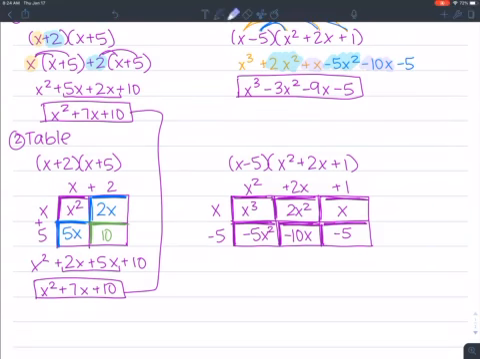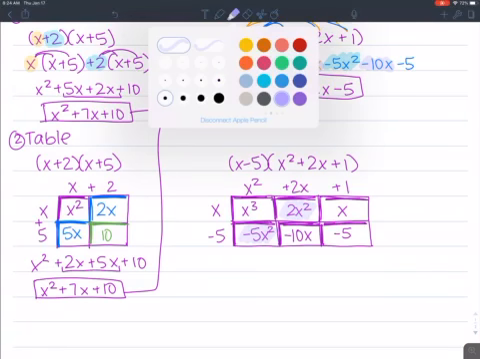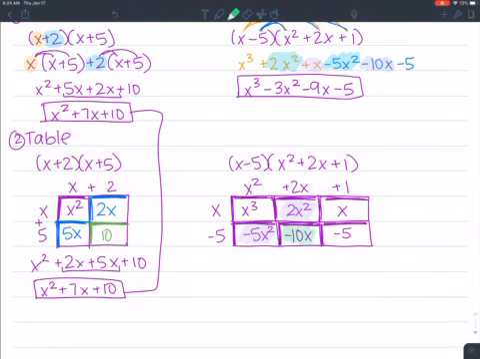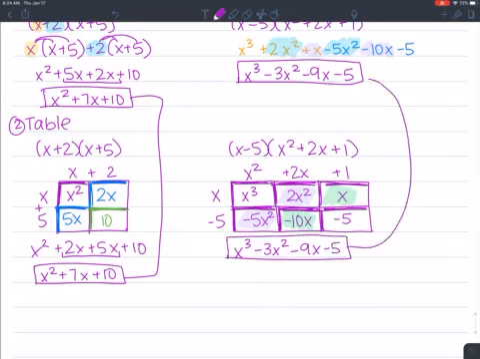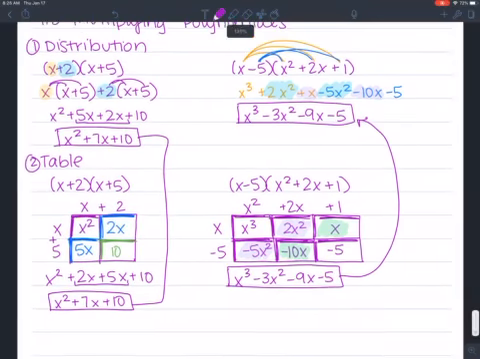Now, generally, I'm going to have like terms on the diagonal. See how these are like terms? It doesn't always happen, but it's usually a pattern. So then we can combine and say, okay, well, x cubed has no like terms. 2 and negative 5 combine to negative 3, and then we still have x squared. Negative 10x plus 1x is negative 9x, and negative 5 has no like terms. Did we get the same answer? We did. All right, those are the two methods.